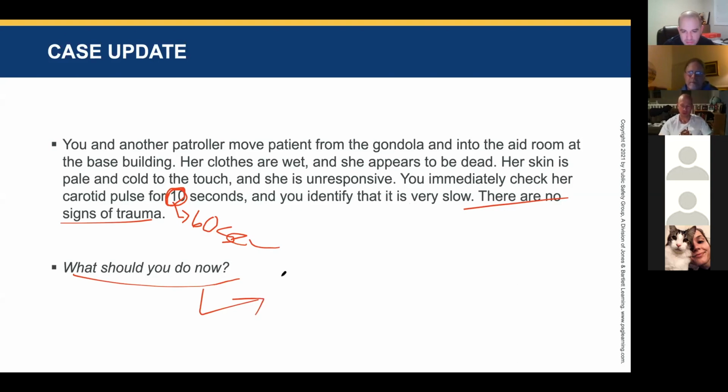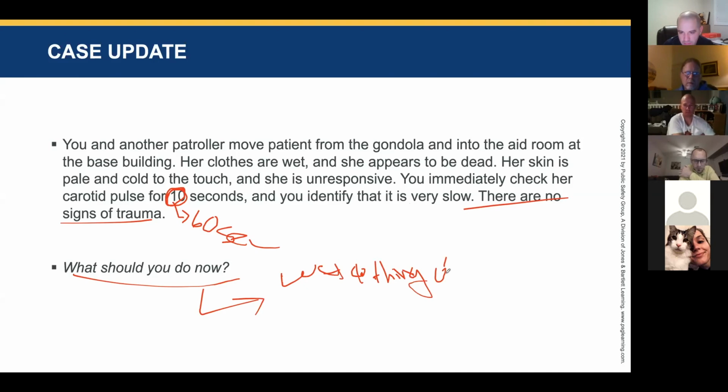Treat for hypothermia. Get rid of the wet clothes. So wet clothing off. What else do we want to do? Warm her up. Okay. So we have wet clothing off. We want to warm her. I'm looking for something else, though. What's something else that we want to move into, specifically with our A, B, C, D, E exam?